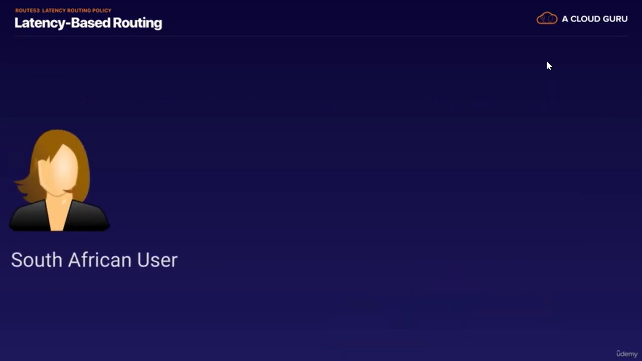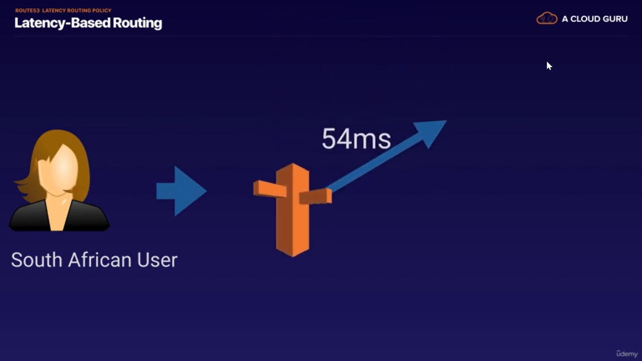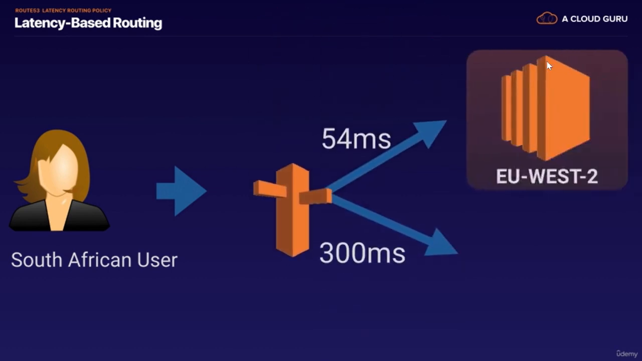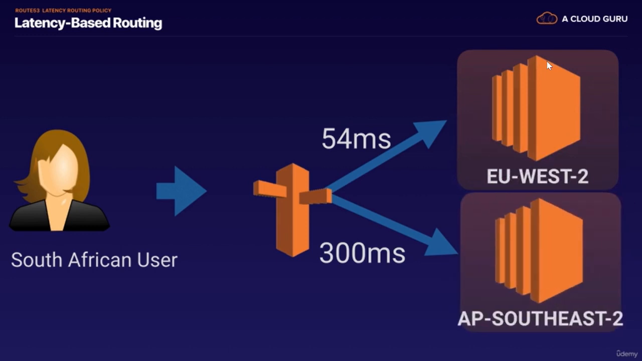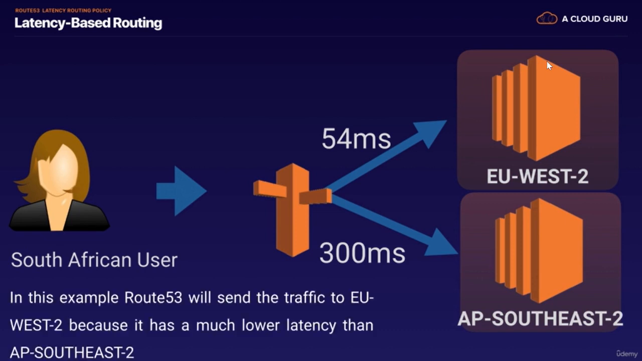So again, we've got a user. This user's in South Africa, and they're going to make a request to Route 53. Route 53 is going to look at the different response times. So it's going to figure out that we've got a 54 millisecond response time for EU West 2, whereas the user will get 300 milliseconds response time for AP Southeast 2. And so it's essentially going to send the traffic to EU West 2 because it has a much lower latency than AP Southeast 2. So let's go ahead and see this in action.